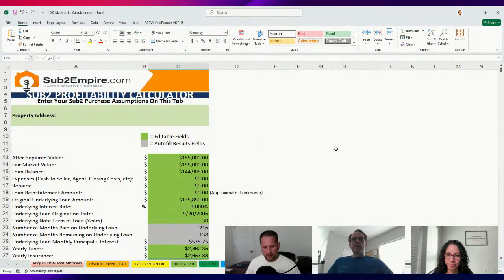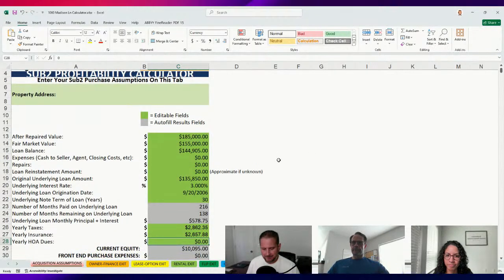But essentially what we have here, this is a property in North St. Louis County. And so you can adjust the price points. This is probably a little bit above average as far as after repaired value goes in this particular area. But it's on a really nice street. It's a really nice little neighborhood, nice and quiet.